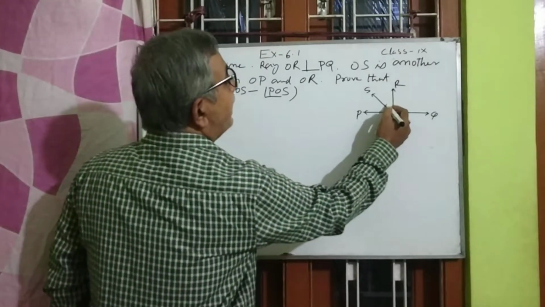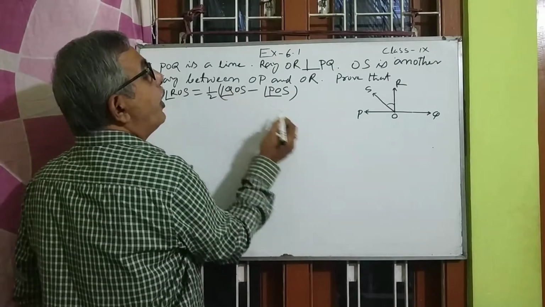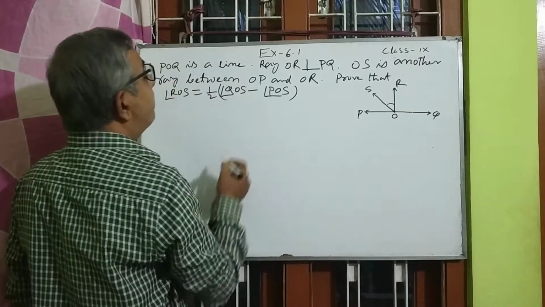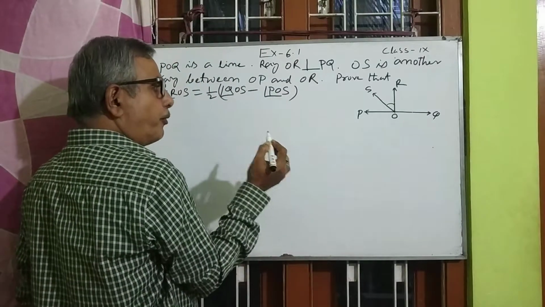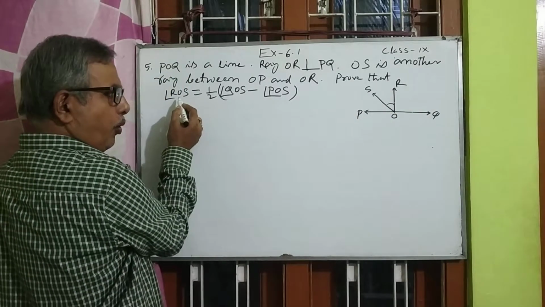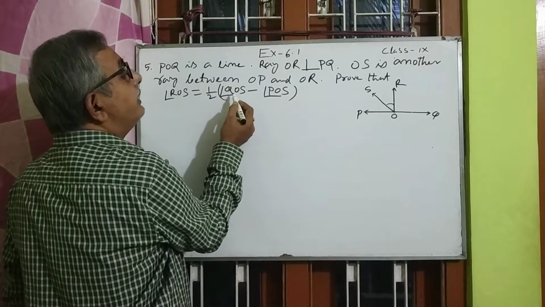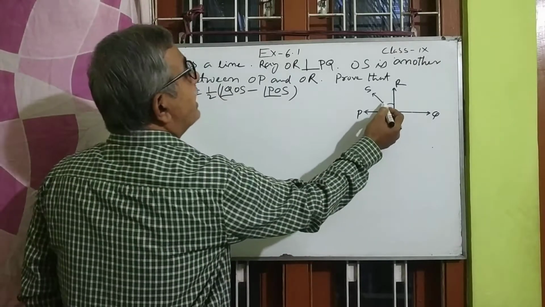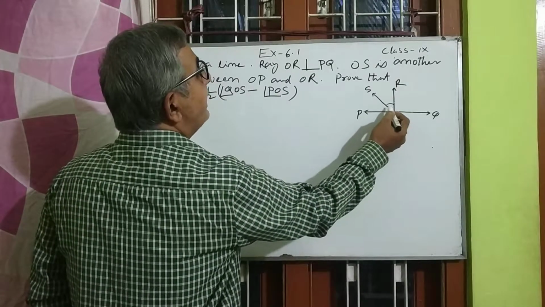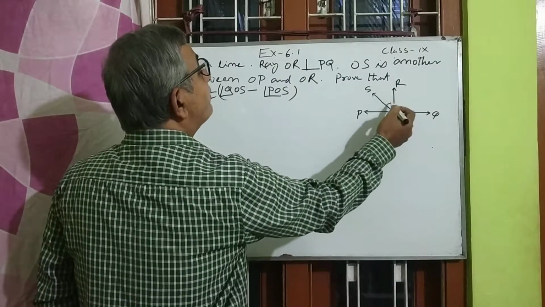angle ROS, this angle, is equal to half of QOS minus POS. You have to prove ROS is equal to half of the difference of this angle QOS and POS, meaning this total angle and this angle, their difference, half of it is this one.